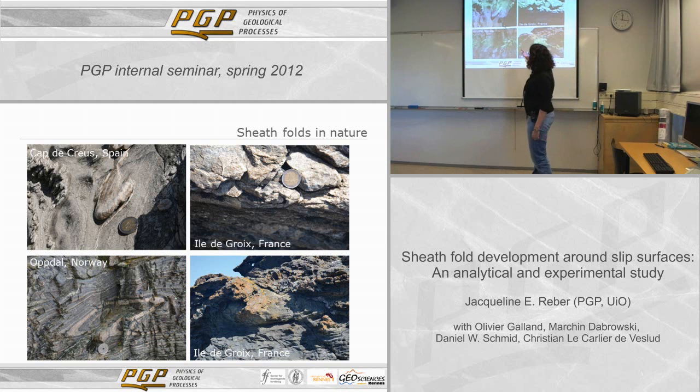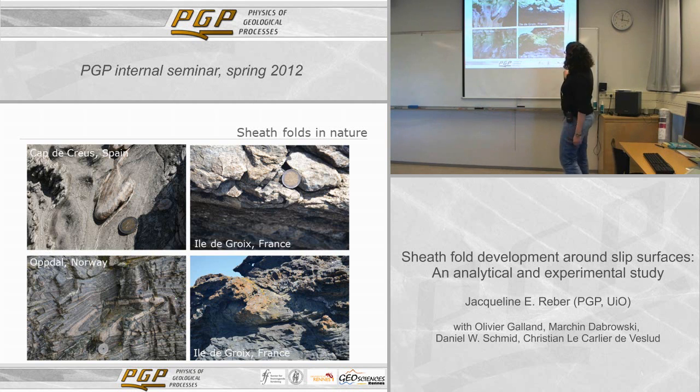So that's a three-dimensional, very nice example of a sheath fold from Cap de Creus in Spain. And it's not very big, it's like this size. It's pretty small, but cute. That's a sheath fold which is very famous. It's in Ile-de-Croix in France. And it actually made it to a Nature publication at some point, a couple of years ago. So here you see the tip of the sheath fold. Here a part of it was broken out, so you basically see into the sheath fold.